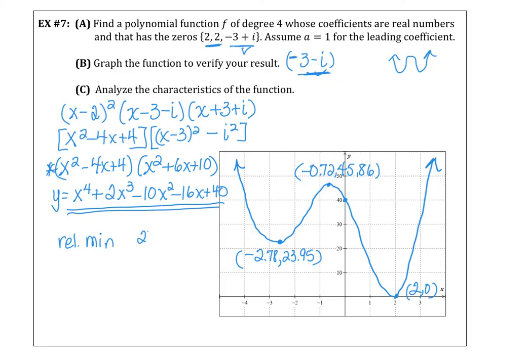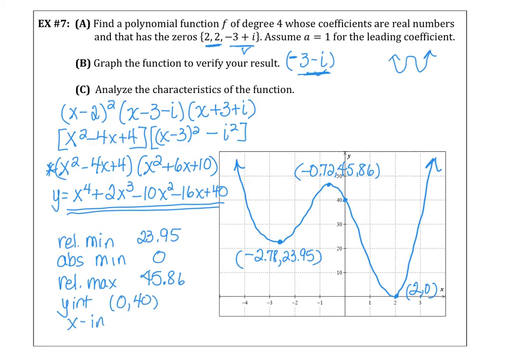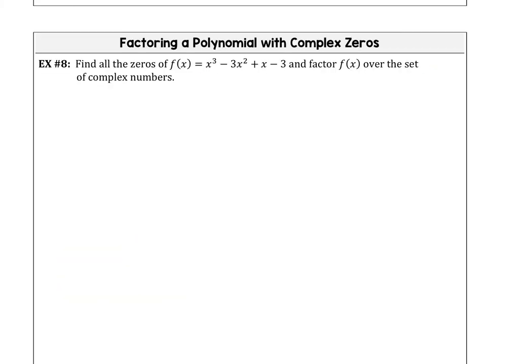We had a relative minimum value of 23.95, an absolute minimum value of 0, a relative maximum value of 45.86, and a y-intercept at (0, 40), an x-intercept at (2, 0), and unbounded behavior to the left and to the right. And like I said, we won't be asked to do something that difficult on the AP exam.